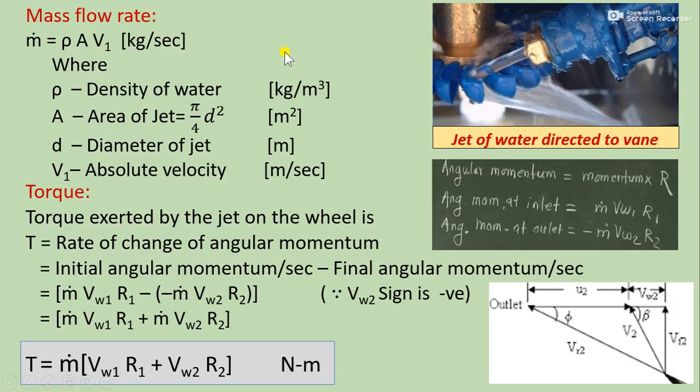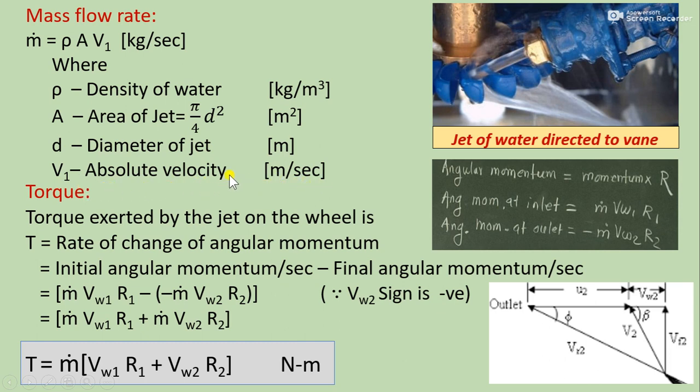Now we will see the amount of water flowing to the vane per unit time, that is the mass flow rate. It is m dot, equal to rho a V1 in kg per second, where rho is the density of water in kg per meter cube, a is the area of jet, that is pi by 4 into d square in meter square, where d is the diameter of jet in meter, and V1 is the absolute velocity in meter per second at inlet of the jet.